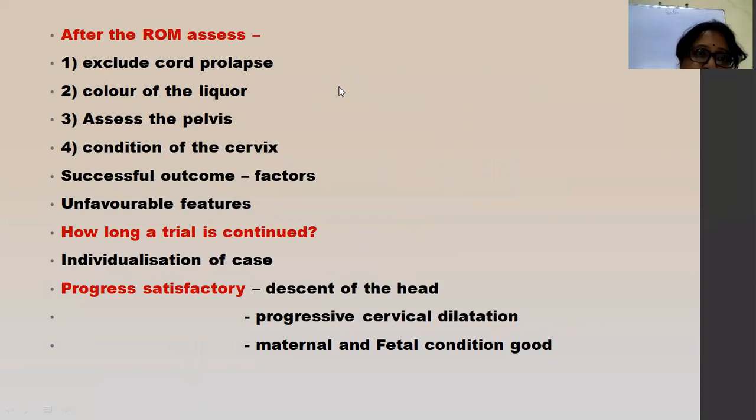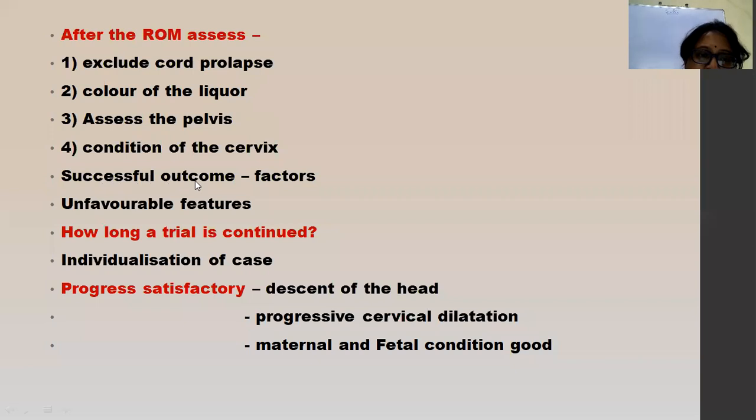Then after the rupture of membranes, once you have ruptured the membranes, next, what do you have to do? You have to assess for cord prolapse, whether there is any cord, and what is the color of the liquor. You have to once again do a pelvic assessment. You have to see the condition of the cervix, and depending on all these factors, you have to make a decision whether you want to continue or you want to stop the trial labor.